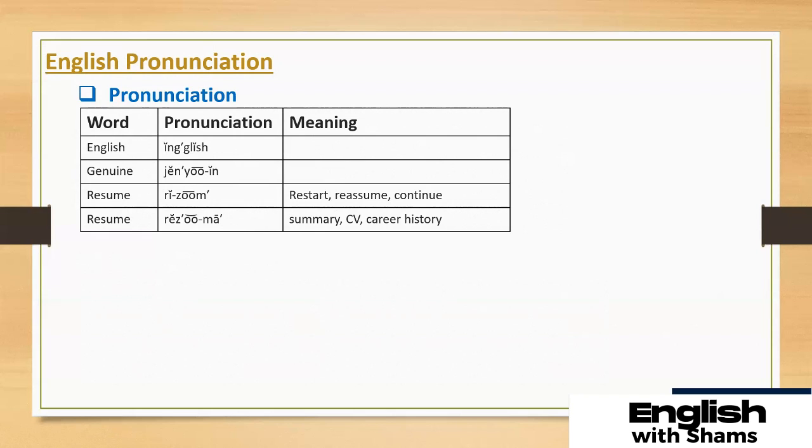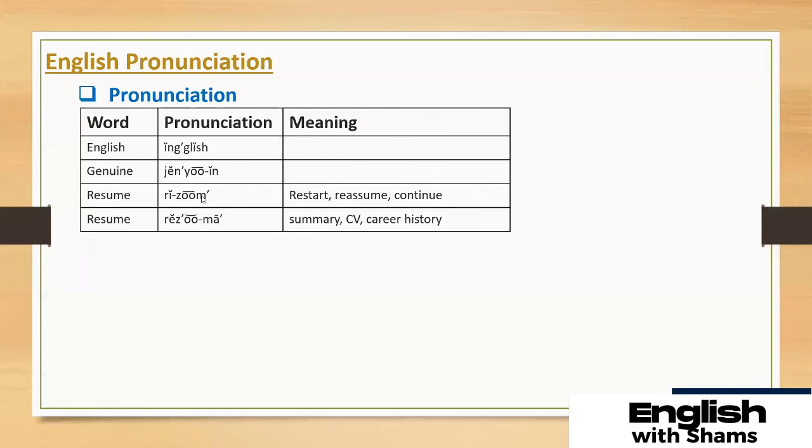Okay. For example, we'll take this word, English. The pronunciation should be like English. This is the correct pronunciation. And then we say genuine, but genuine is the correct pronunciation. Then we have resume. Now, with the same spelling, it is also pronounced as resume.